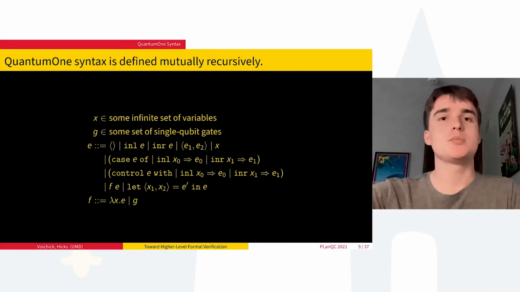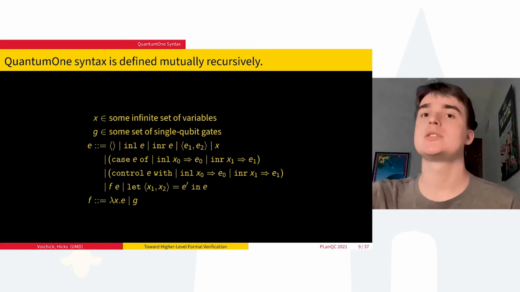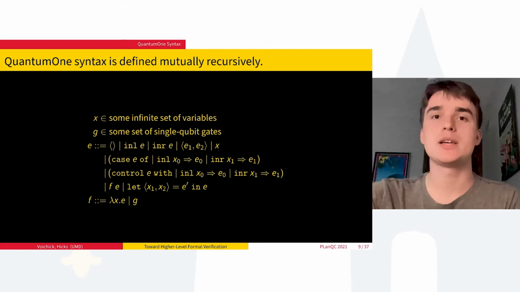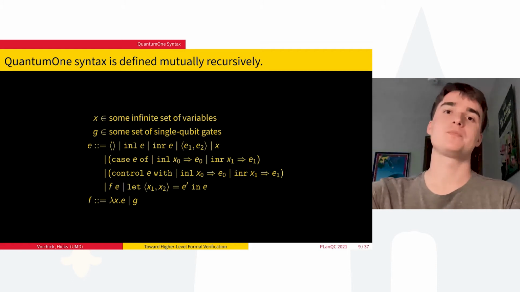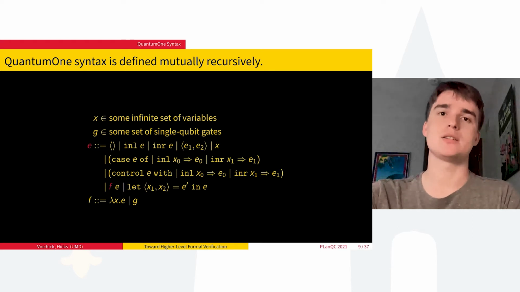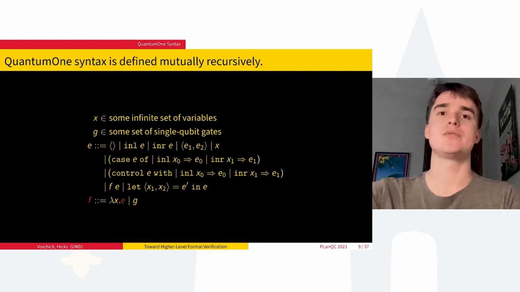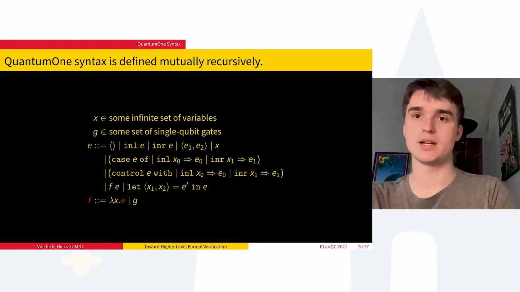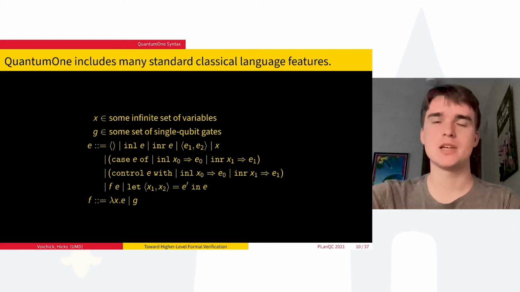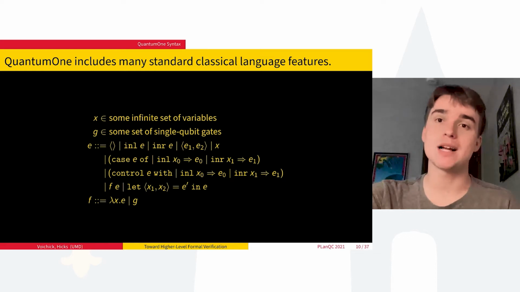Next, we can talk about Quantum 1 syntax. This is the formal definition of the syntax. We have x ranging over some infinite set of variables and g ranging over some set of single qubit gates. And then expressions are defined in this way and functions are defined in this way. You'll notice that this is mutually recursive because expressions are defined in terms of functions and functions are defined in terms of expressions.